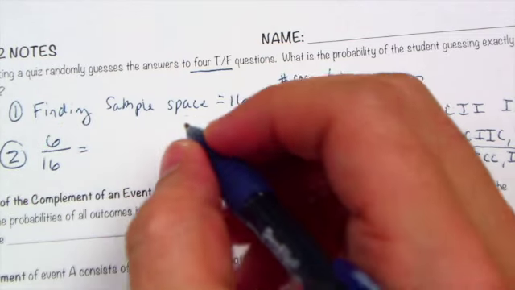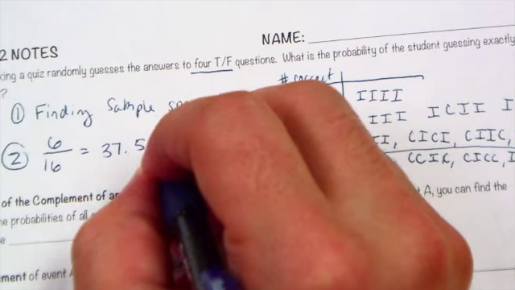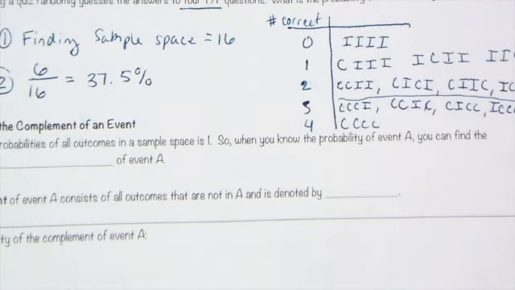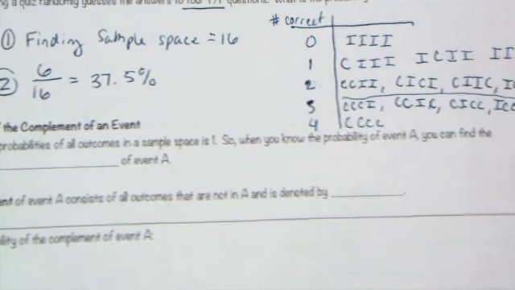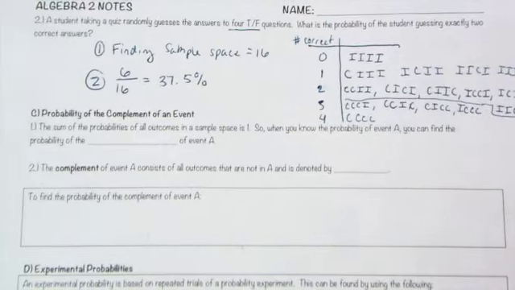Or if I change that to a percent, 37.5%. It's not bad. 37.5% chance of getting two questions right. So if you were guessing, it's not that bad of odds. Okay, let's zoom out.